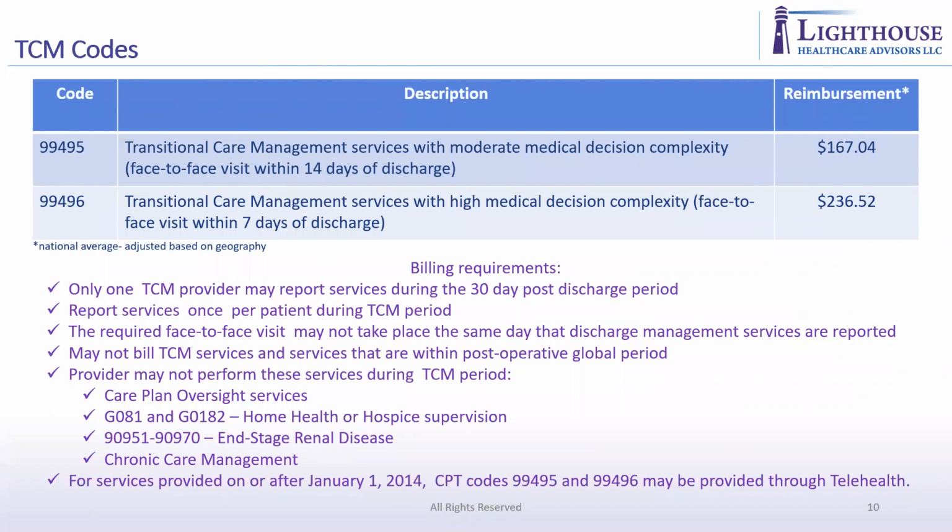So a couple requirements here. There's only one TCM provider that may report services during the 30 days post-discharge period. Only one. So if my PCP calls me up for a TCM visit and I accomplish the visit on day 4, and then my cardiologist calls me on day 7, I'm still within the 30-day window. I'm still within the 14-day window to bill for the 99495, but I've already received a TCM visit from my PCP, so the cardiologist cannot bill for one now. So the services can only be reported once per patient during that period.